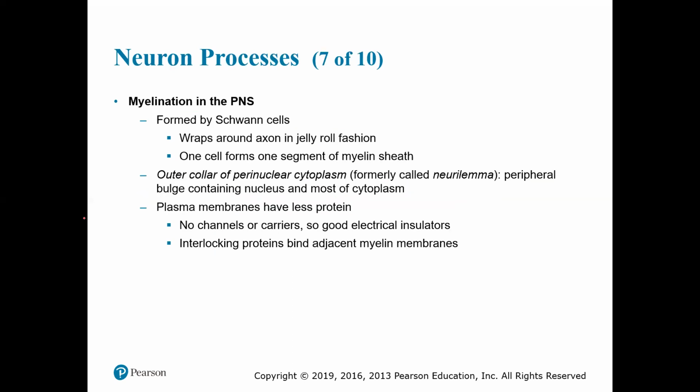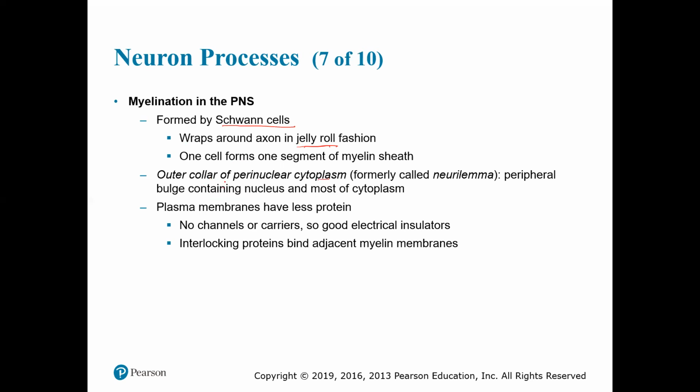So we know about the Schwann cells. That's the cell that has the machinery to make myelin in the PNS, in a jelly roll fashion. Okay, jelly roll. I like the towel thing, but okay. Don't like jelly rolls. All right, so there's an outer collar, perinuclear cytoplasm.